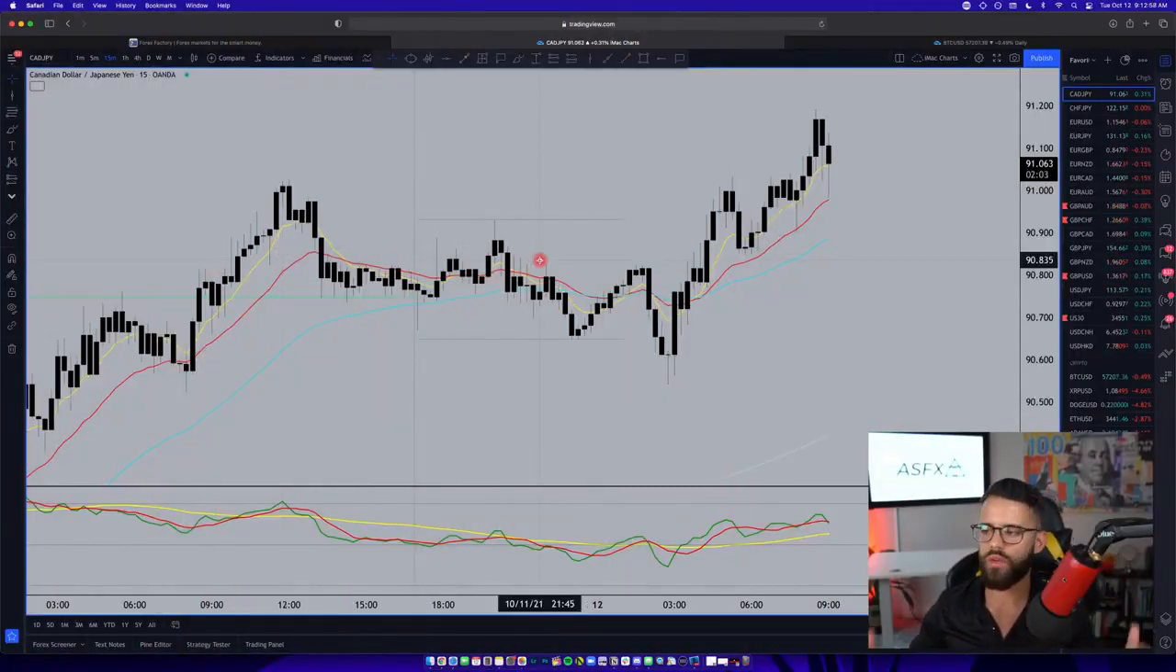So the first thing I want to do is start at the top of the list and work our way down so you guys can see why certain pairs did not make the watch list today. I'm going to fly through this. If you know the ASFX language, this is going to be very clear for you. If you're still learning or you're not in ASFX, try to follow along.